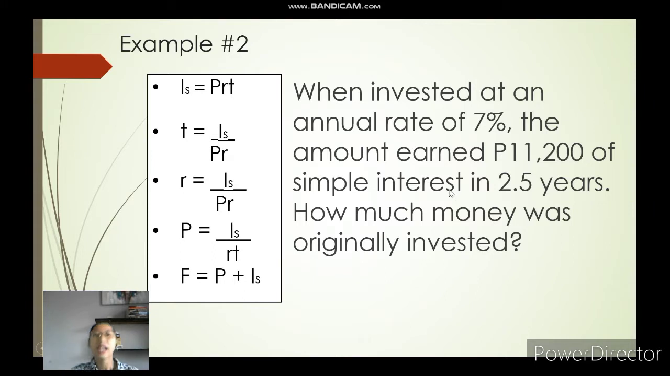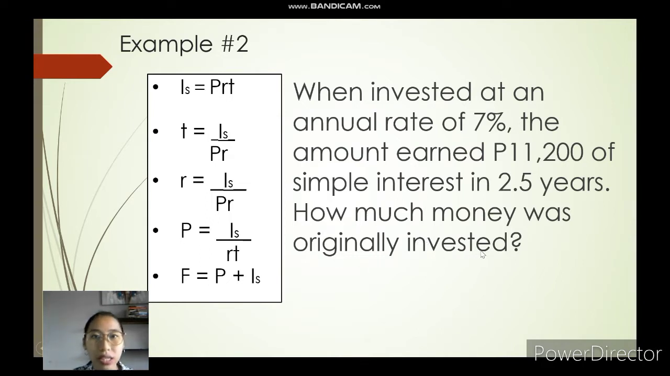So, atong tanan ha, naa siya, ang isa ka investment, naa siya 7% nga rate. O, naay clue, rate, this is your R, given ang R. Pagkahuman, the amount earned, nitubo siya sa simple interest nga 11,200 pesos. Therefore, this is your simple interest or I_S. In pila ka years? 2.5 years. So, 2.5 years is your time or T. Ang pangutana, how much money was originally invested?